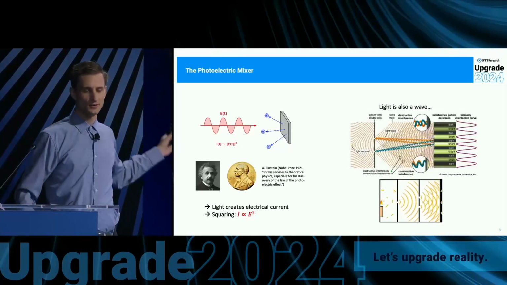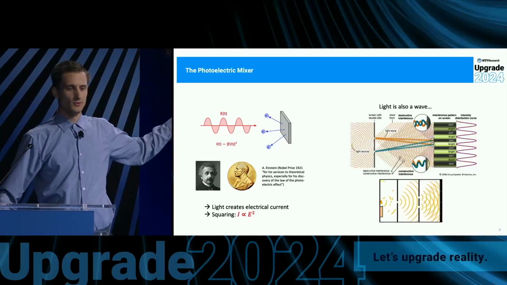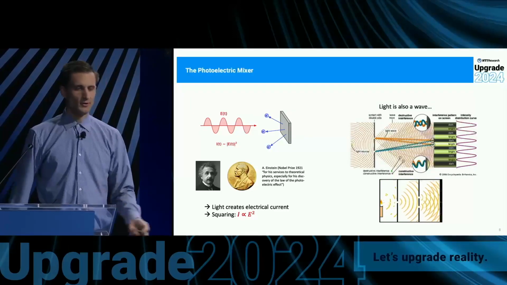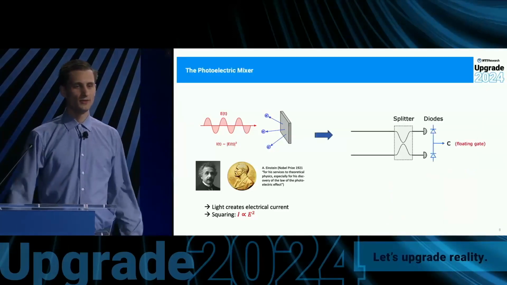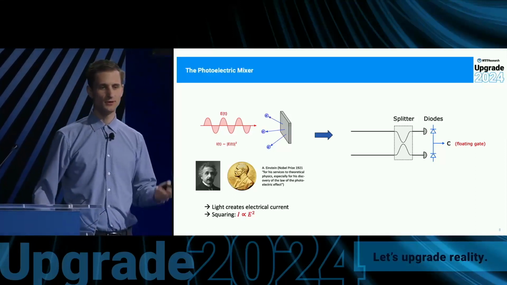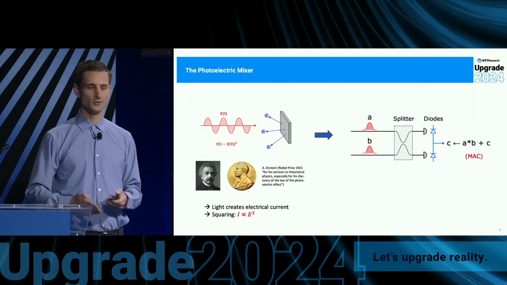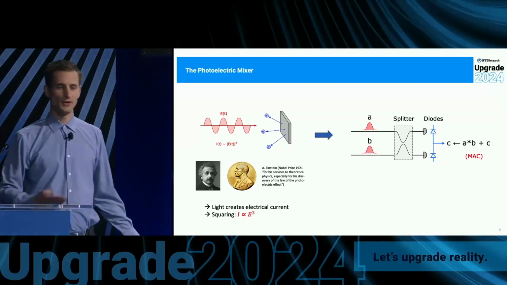So the idea that you can send light through, for example, two slits, and then you see an interference pattern. You combine that with the photoelectric effect, and you can create something called a homodyne detector, which is a device that functions as a mixer, but at a much higher carrier frequency dictated by the optics rather than the electronics.